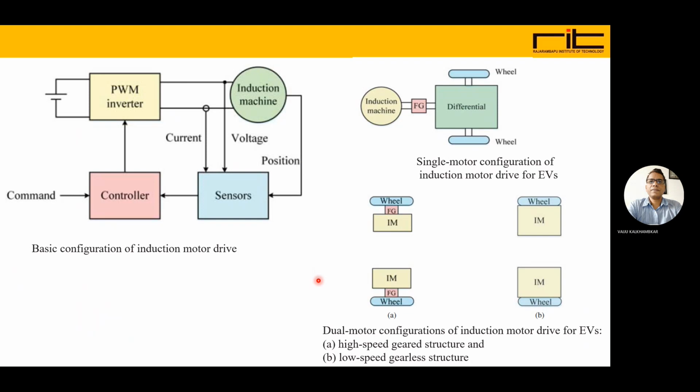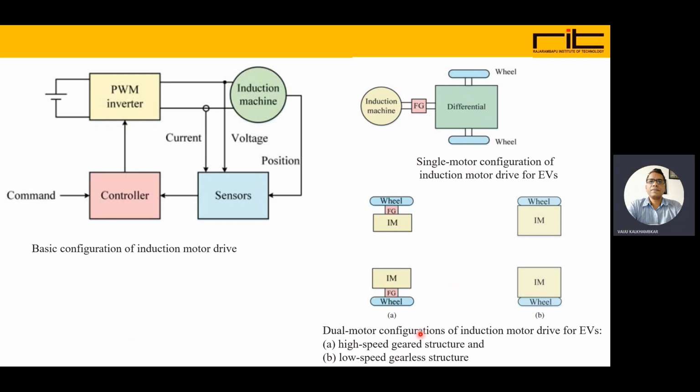Here, single motor and dual motor configurations of induction motor drives for electric vehicles are shown. Here we can see the single motor configuration, where there is an induction machine, there is a fixed gear, and as a single machine is used, a differential gear is used, and it is connected to the wheel axles. So the propulsion is through a single induction machine with fixed gear and differential.